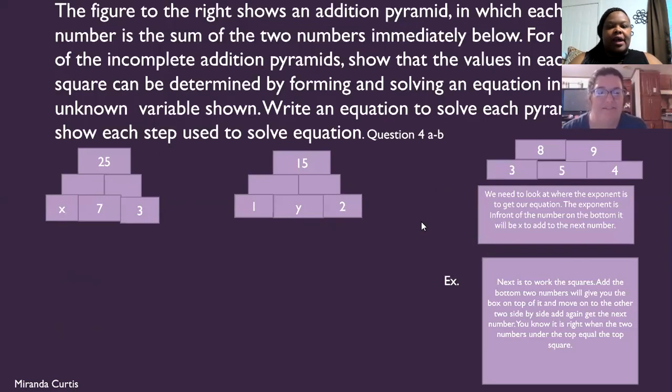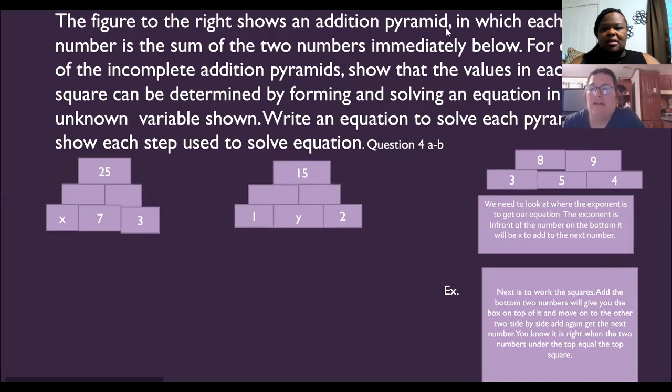The figure to the right shows an addition pyramid in which each number is the sum of the two numbers immediately below. For each of the incomplete addition pyramids, show that the values in each square can be determined by forming and solving an equation in the unknown variable shown. Write an equation to solve each pyramid and show each step used to solve.